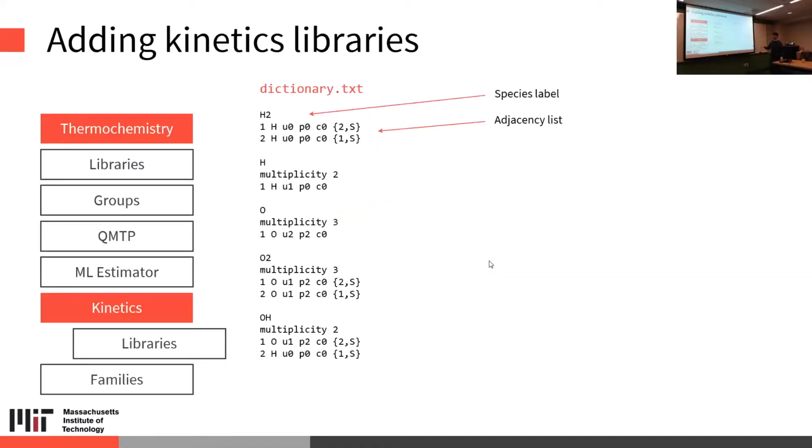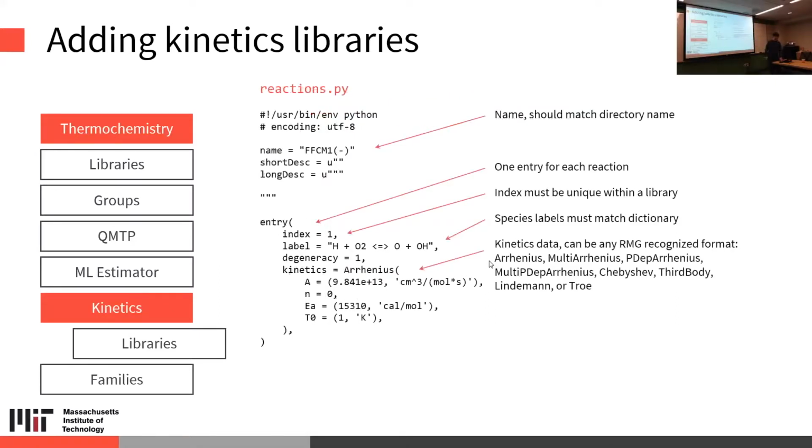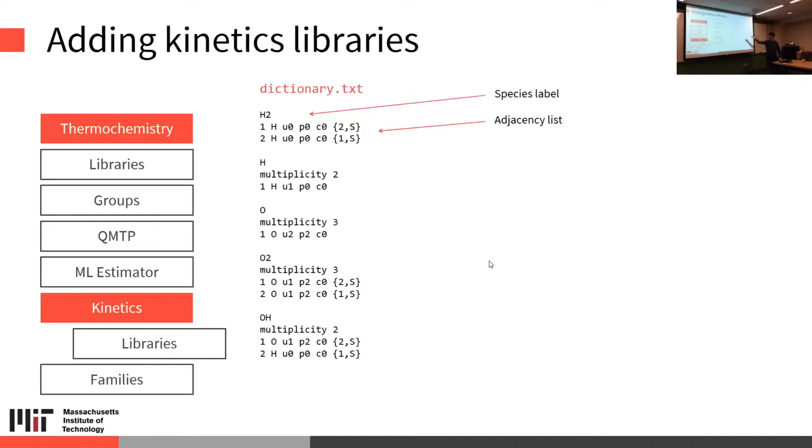And then the dictionary, which you've seen, is just the label, which has to match its label in the reaction, and then the RMG adjacency list.